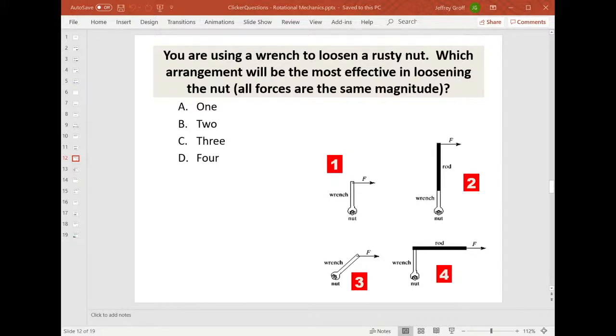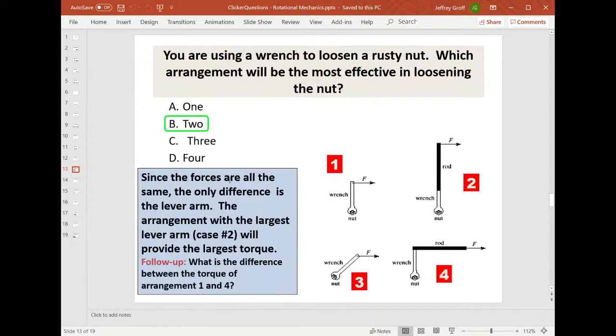All right, you guys have converged on the theory that number 2 on the solution is the best. So B, you're selecting B, number 2, which is the correct answer. Why? Because number 2 has the longest lever arm. It's the same force, but it's exerted much further away from the wrench, from the nut. So it's going to generate the most torque.